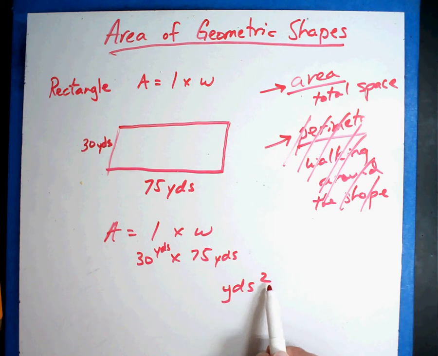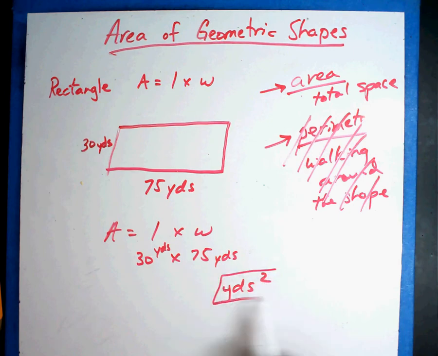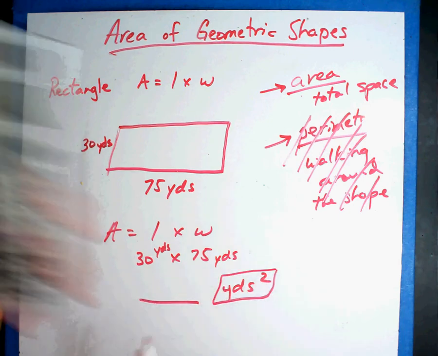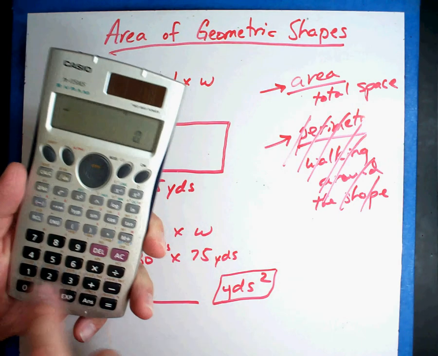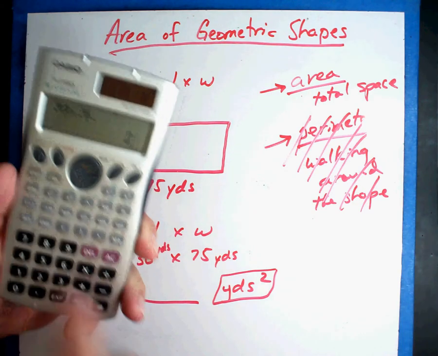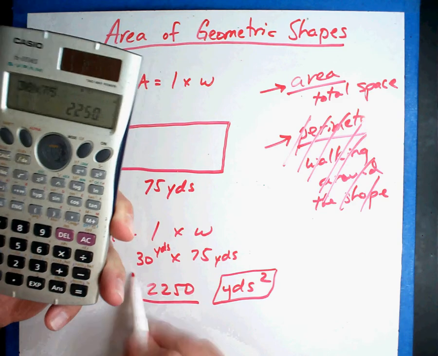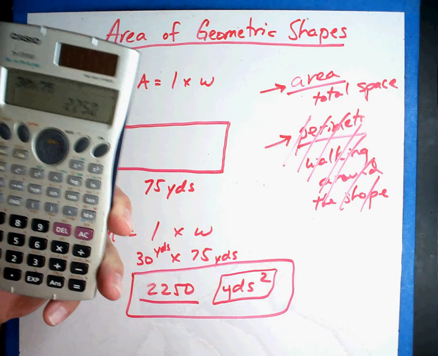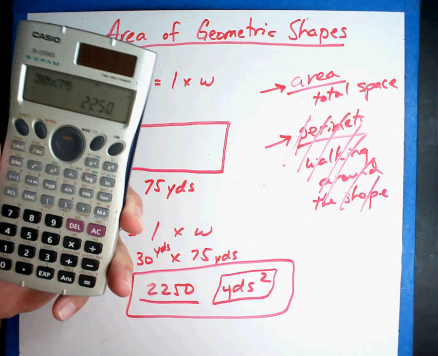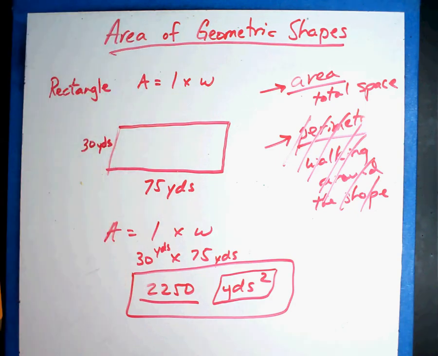Now be careful here. Only the unit is squared. The numbers are not. As a matter of fact, on the test, this isn't going to matter as much as getting the answer. So I'm going to take my calculator, 30 times 75. My answer is 2,250. This is the answer I would look for on the test, and that would be the one that I would bubble. All rectangles work exactly that same way.